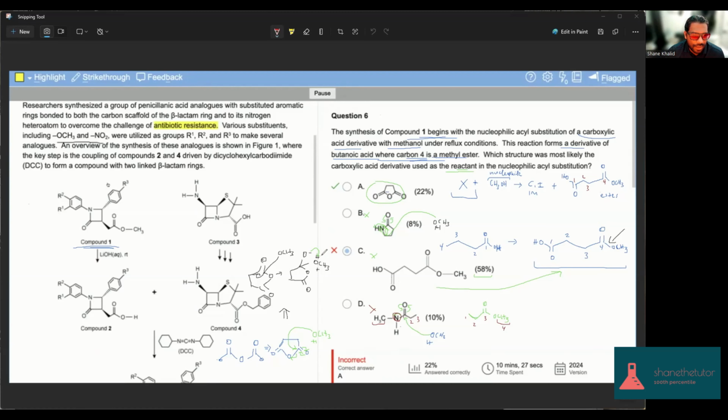And as that happens, this can get deprotonated, which will then give us a product that will look like this, where we have this OH here, but there's also that OCH3. So we have both of these guys.